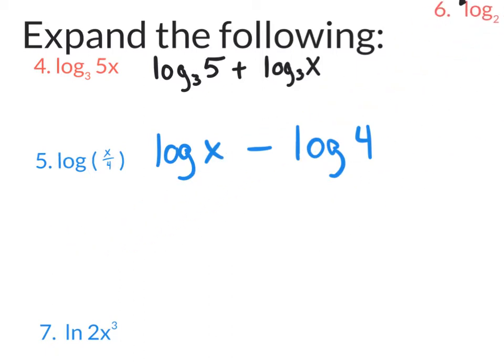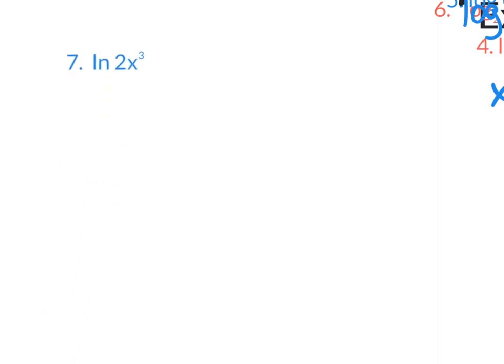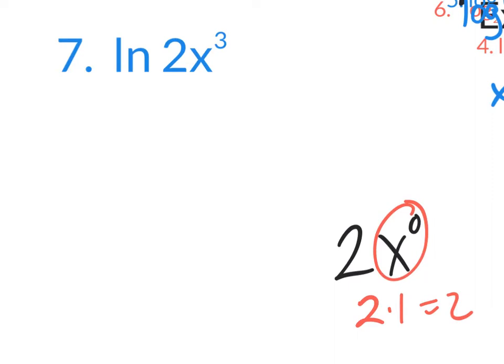Let me move these out of the way here. If I want to expand number 7, how about this? Before we show this one, what if I told you simplify 2x to the 0 power? Since we already know that anything to the 0 power equals 1, what's this answer going to be? It's going to be 2, right? Because the only thing that has the power of 0 is x, so x to the 0 is 1. You really have 2 times 1, and that equals 2, right?